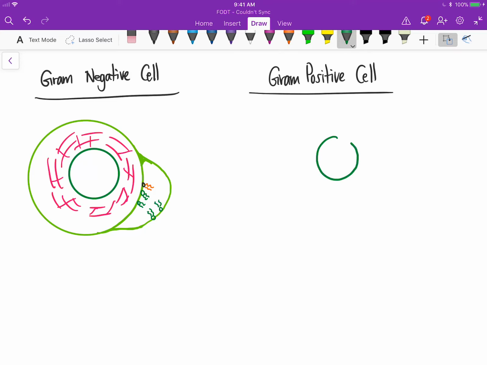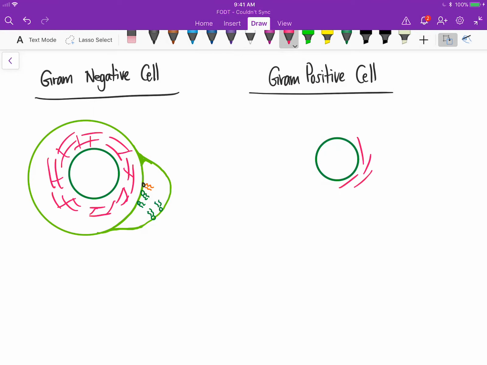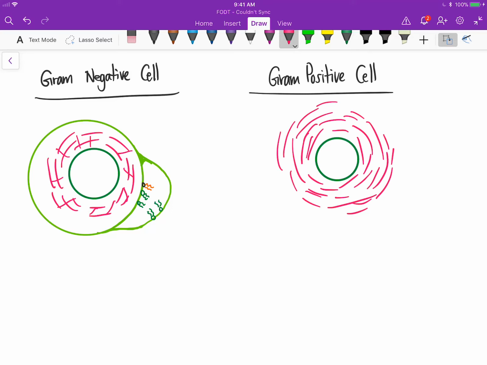Gram-positive similarly has a cytoplasm inside. Of course, it is surrounded by the same kind of peptidoglycan layer, but unlike the gram-negative cell, this peptidoglycan layer is actually much thicker. Okay, and as you can tell, it is also cross-linked. So it really is just one layer. The thing to know about this is that it is porous. Easy for drugs to enter.